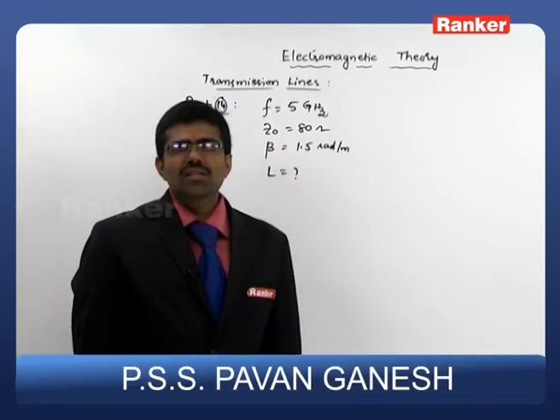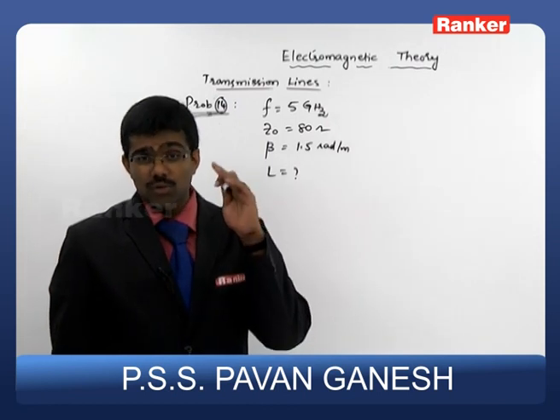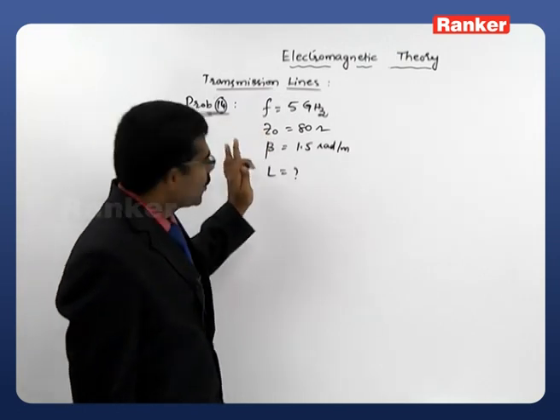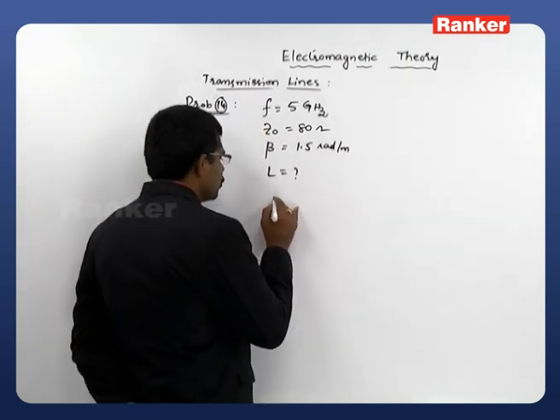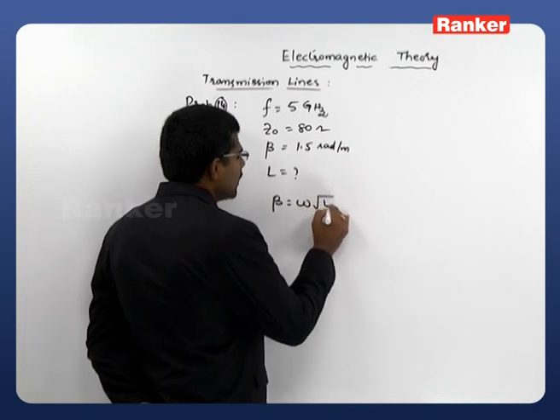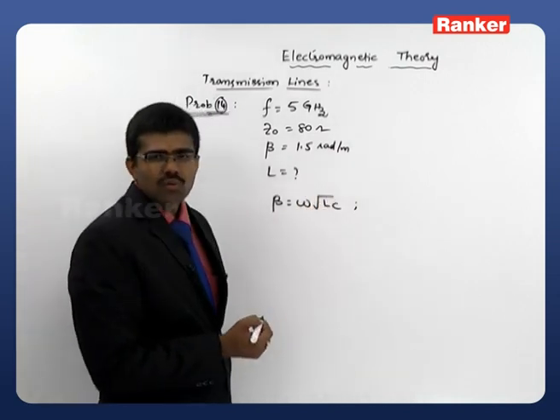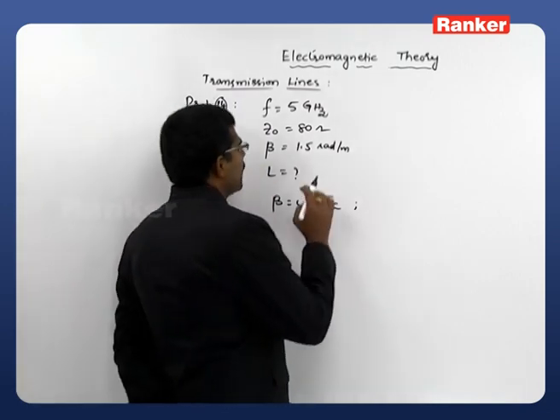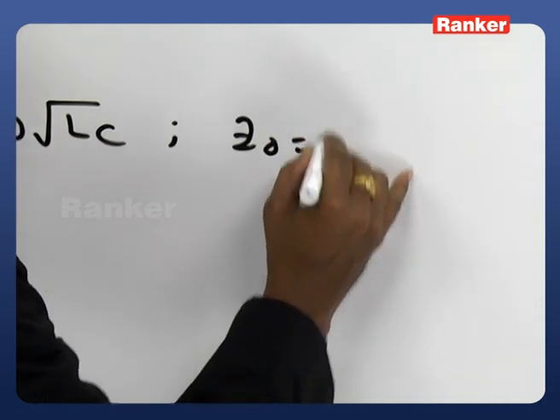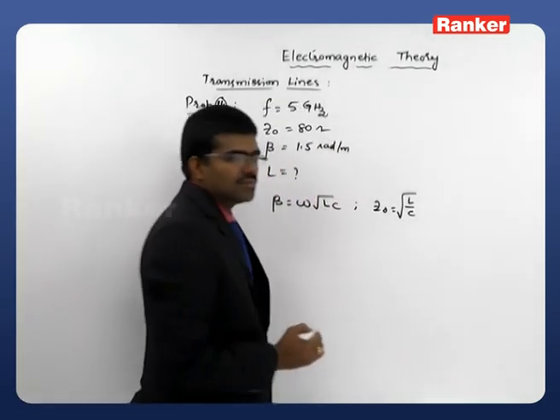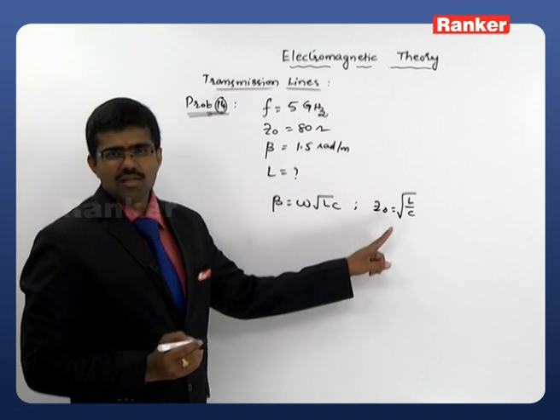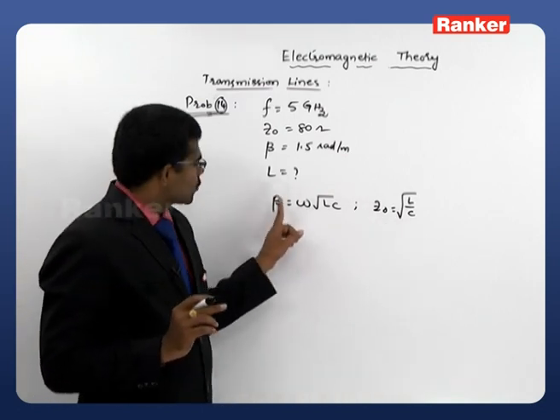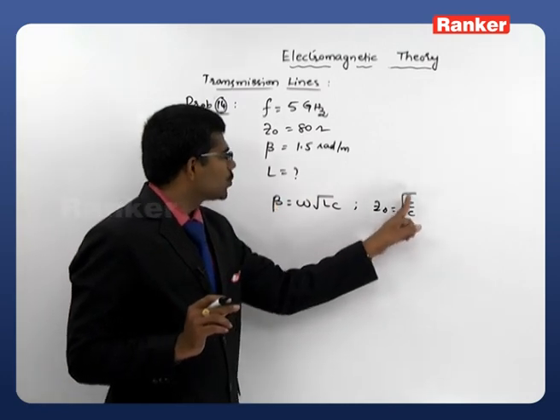Right? Now for that, just recollect what formulas we have for beta and Z naught. The formula for beta is omega root LC. This is the basic formula that we have, whether it may be a lossless line or distortionless line. And the formula for Z naught is root L by C. This is also common for both lossless line and distortionless line. So even though he has not mentioned anything, you can use these two formulae. So beta is omega root LC, Z naught is root L by C.